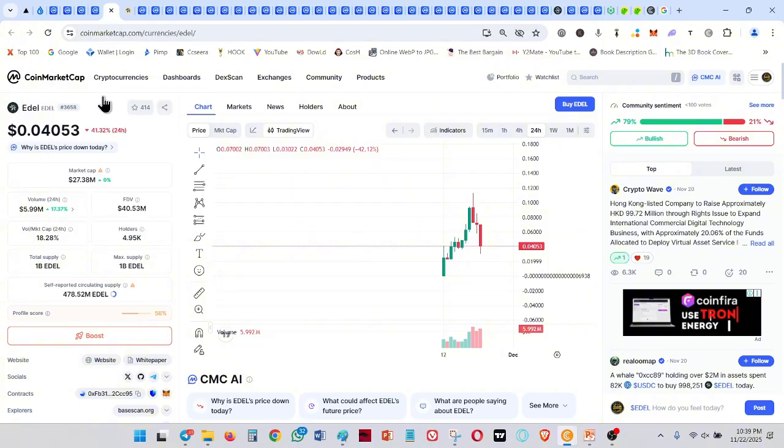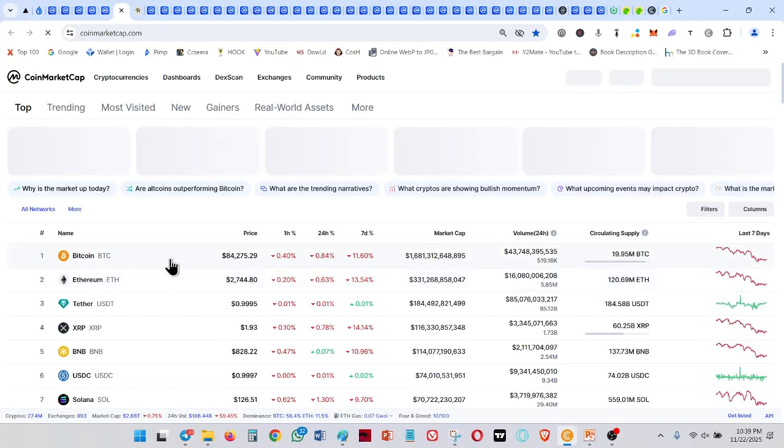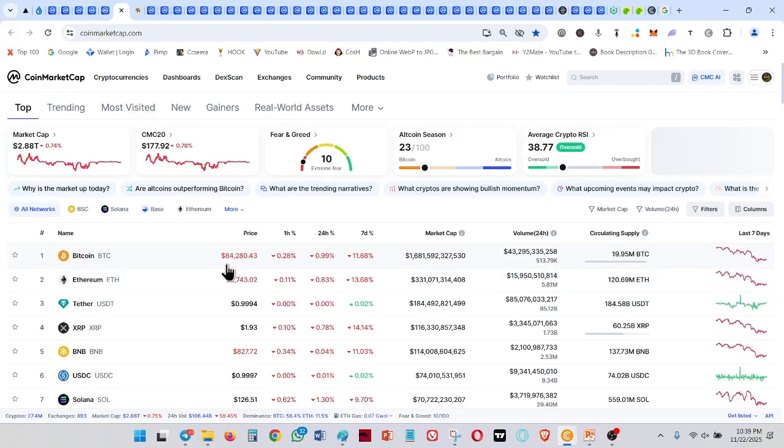Let me open CoinMarketCap. Okay, this is CoinMarketCap. This is Bitcoin right here, currently selling for 84,000. Look at the market cap of Bitcoin, 1.6 trillion. It has dropped because Bitcoin has crashed below 100K. Right now, 1.6 trillion US dollars. That is the market cap of Bitcoin as we speak today.